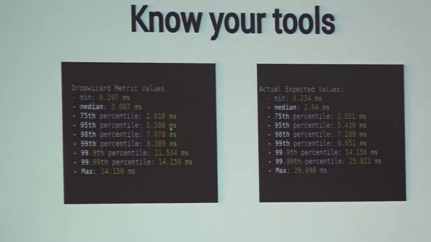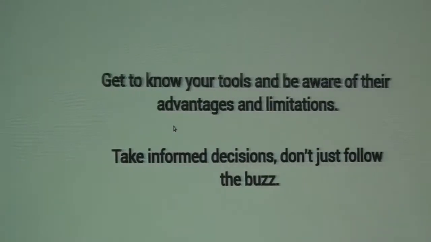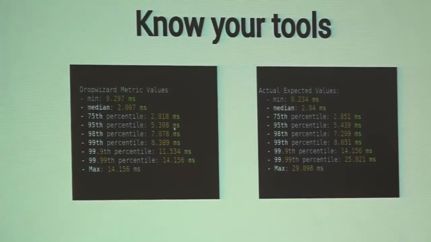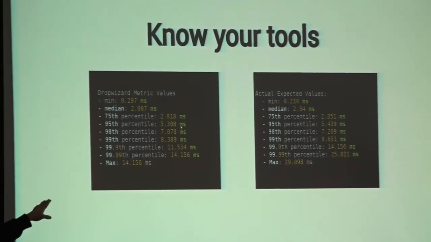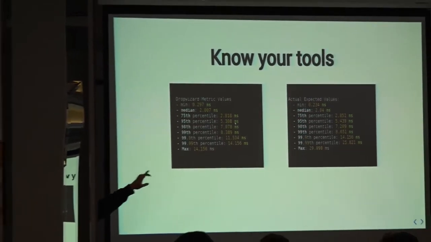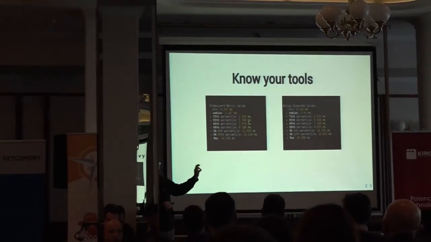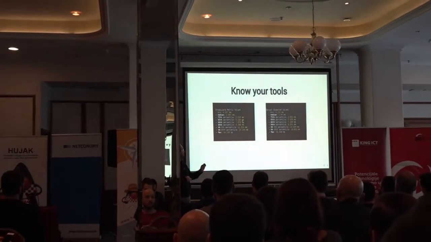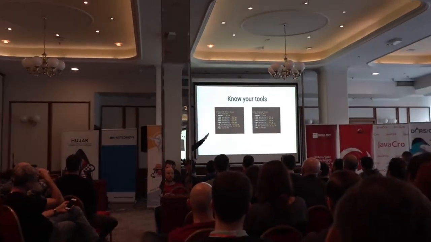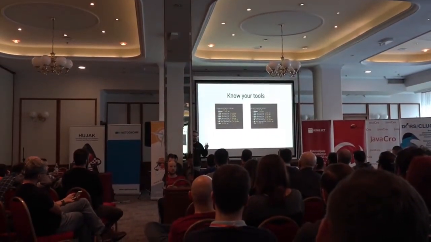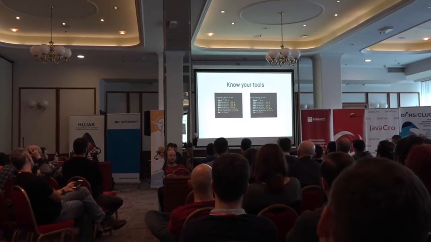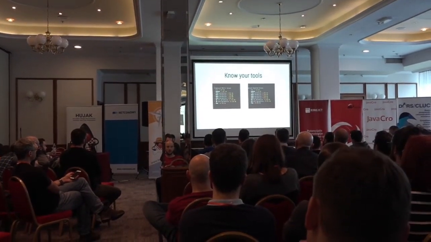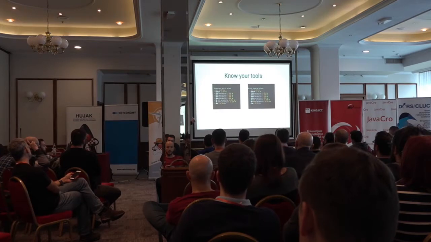So I took a data set, the same data set that I used for one of these slides, I don't remember which one, and I recorded it with Dropwizard metrics, and then got the values out of it. So these on the left are the values I got from Dropwizard metrics, and that one over there is the actual values that you should be getting for this data set. So the max is half what it should be. So if you are just looking at the max latency you had, it's wrong. Percentiles are wrong. Everything you see here is wrong.